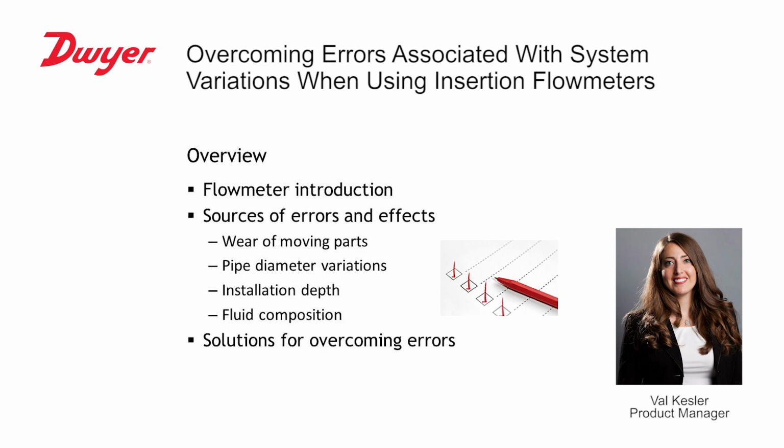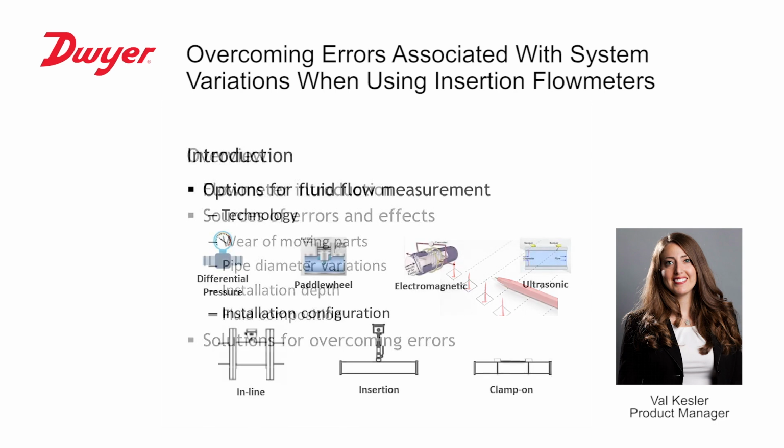The 4 sources of error that I'm going to highlight are, first, wear of moving parts, which is unique to paddle wheel or turbine type flow meters. Then I'll talk about how variations in pipe size can actually affect your flow reading. Then I'm also going to highlight a little more about installation depth and the importance of the correct installation depth for the accuracy of your flow reading. And then finally, how fluid composition actually affects your readings as well.